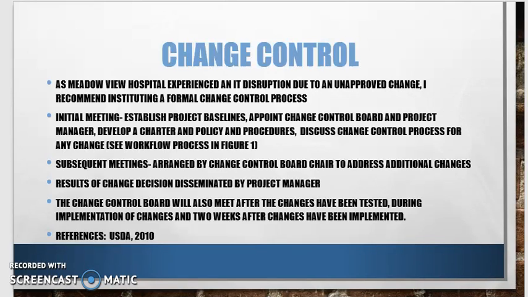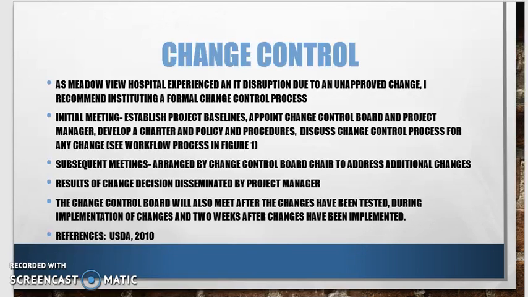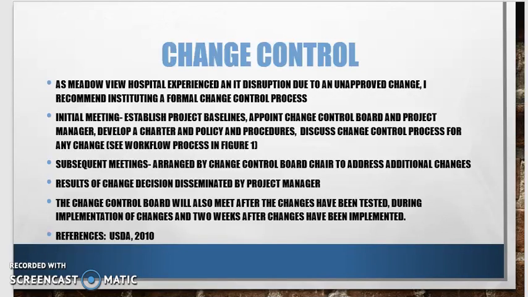And then when things are approved or delayed or denied, the results of those changes are going to be disseminated by the project manager. And then usually the change control board is going to meet after changes have been tested, because then that's when they're going to make the decision whether they're going to go ahead with changes, during implementation of the changes, and then 2 weeks after the implementation of the changes has occurred.